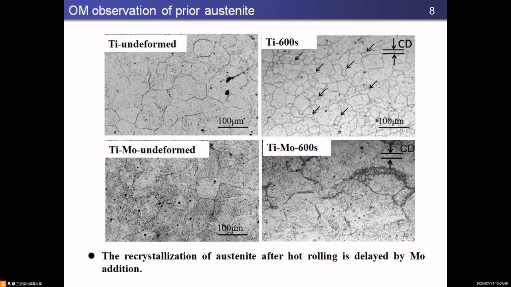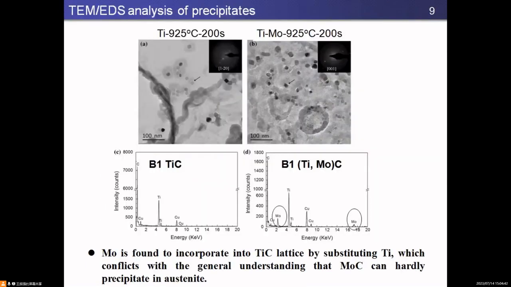We employed EDS to characterize the precipitates. We can see a B1 structure for the two carbides. Moly is incorporated into the titanium carbide lattice by substitution of titanium, which conflicts with the general understanding that moly carbide is not a B1 structure and hardly precipitates.